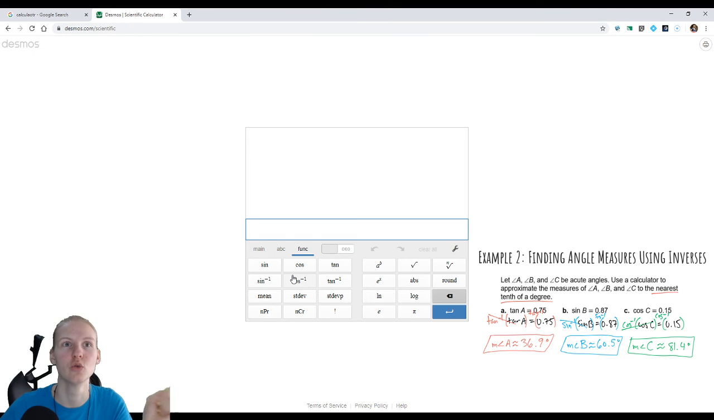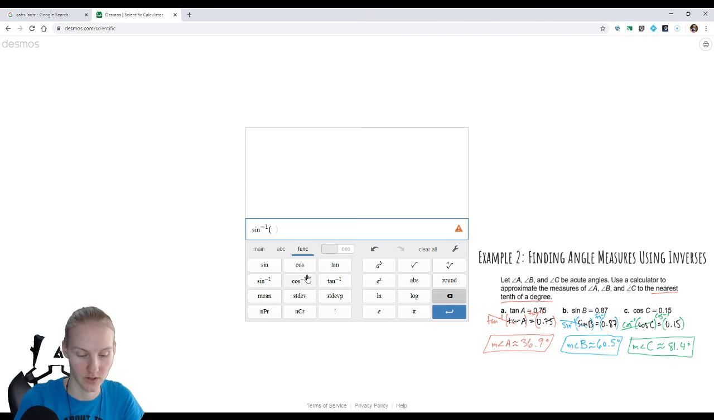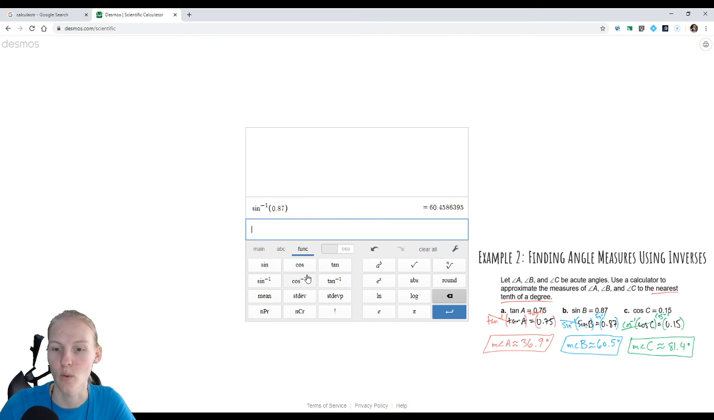So let's do the blue one this time. We did the red one before. We want sine inverse of, and now I'm just going to type in 0.87 end parentheses, and I can hit enter. And look at that, 60.45, or if we round to the nearest tenth, 60.5, just like we got in the blue example over there. Awesome.